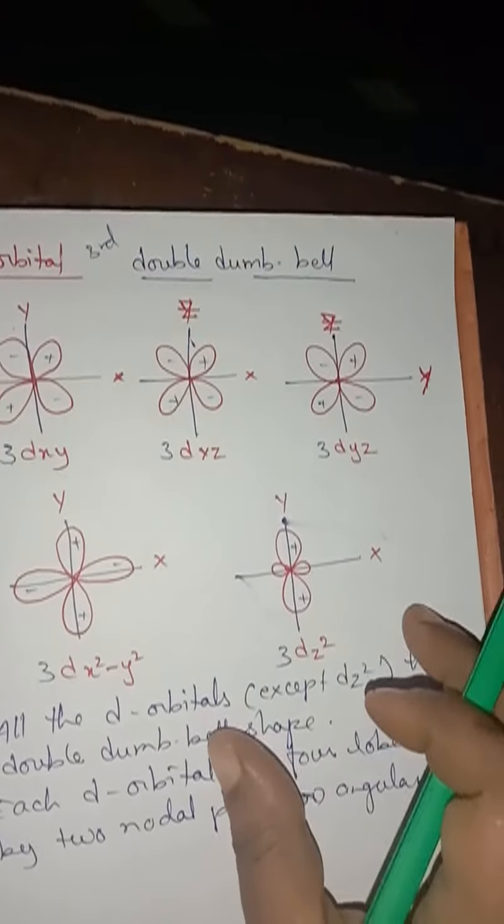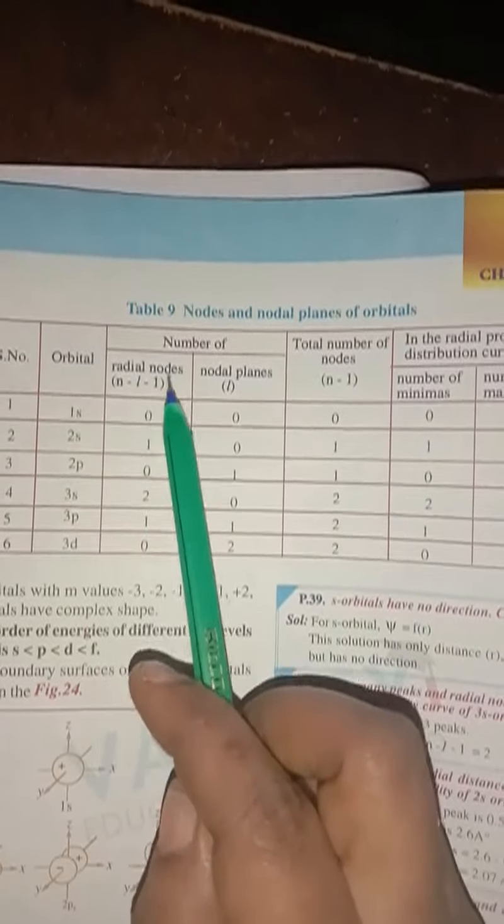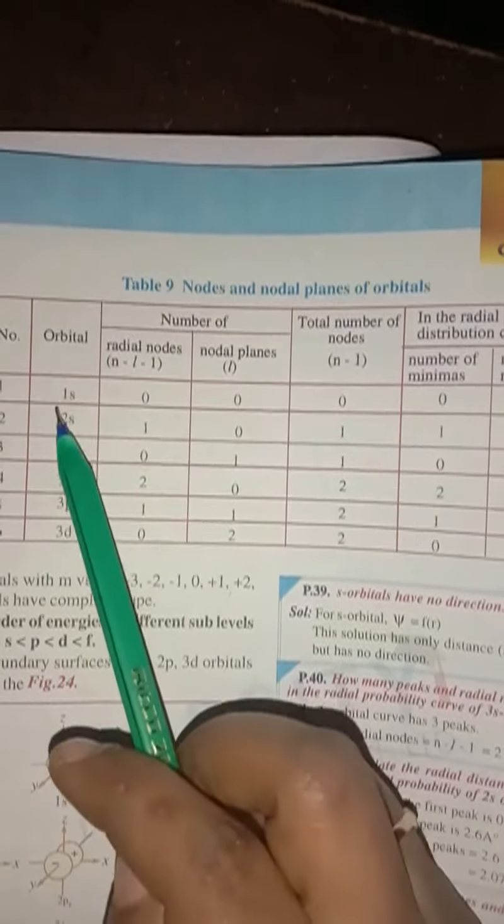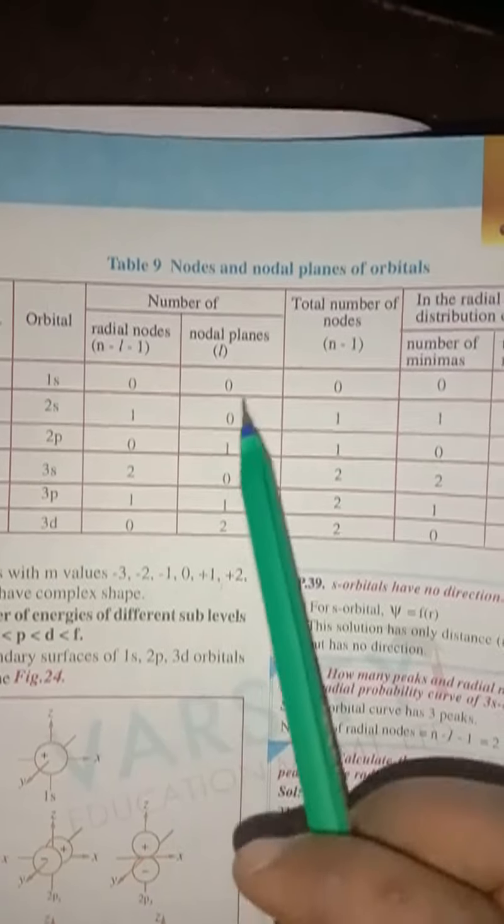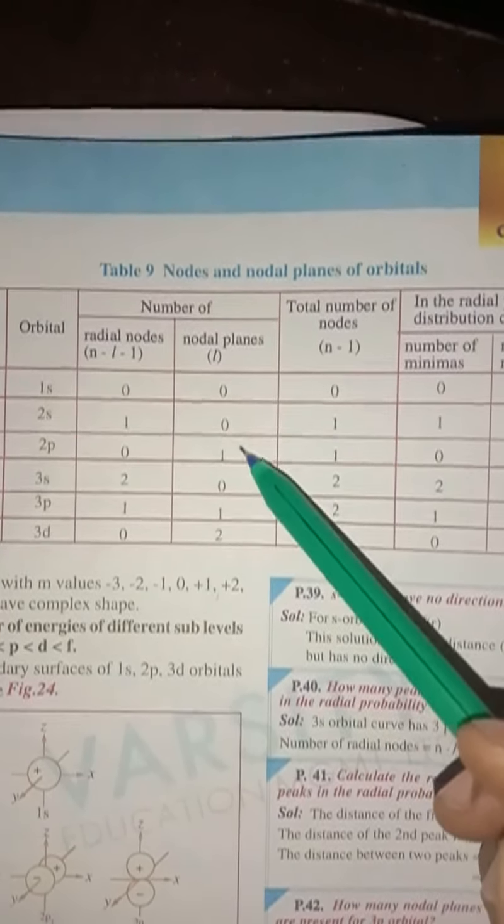Now the number of nodes and nodal planes of the orbitals, children, for 1s, 2s, 2p, 3s, 3p, 3d. How will we find radial nodes? n minus l minus 1: that is 0 for 1s. For 2s it will be 1, 2p 0, 3s 2, 3p 1, 3d 0. For nodal planes, it is the l value: 0, 0, 1, 0, 1, 2 for 1s, 2s, 2p, 3s, 3p, 3d.